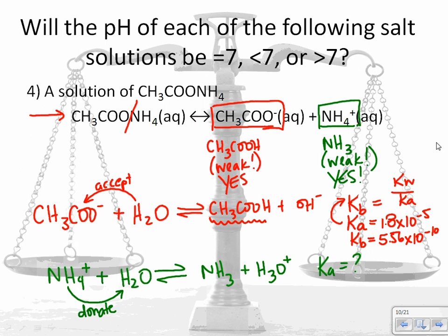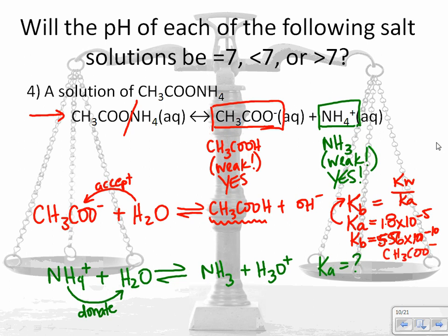I hope I did that right. 10 to the negative 10 or 10 to the negative 11? Of course, I don't have it right in front of me. Maybe you guys can check. Okay, it's 10 to the negative 10. Good. So there's my Kb, 5.56 times 10 to the negative 10.